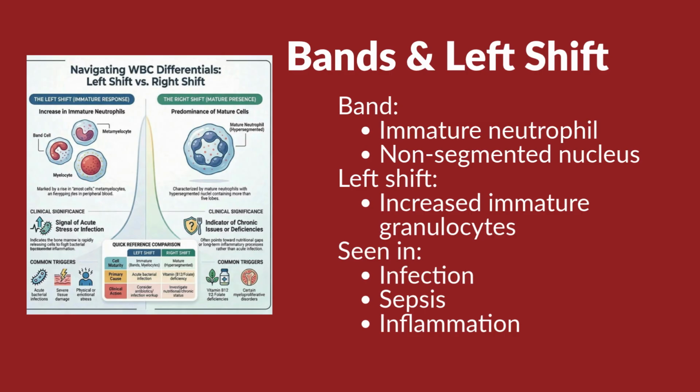What is a left shift? A left shift is an increase in immature neutrophils in circulation. Bands increase first, and sometimes metamyelocytes and myelocytes appear. A memory trick for you: left shift equals marrow working overtime. It is called a left shift because historically, immature cells were placed on the left side of the laboratory maturation chart. So when more immature cells appear, the count shifts left.